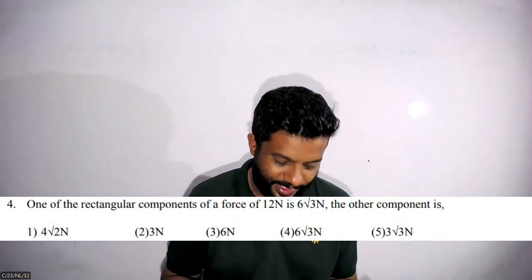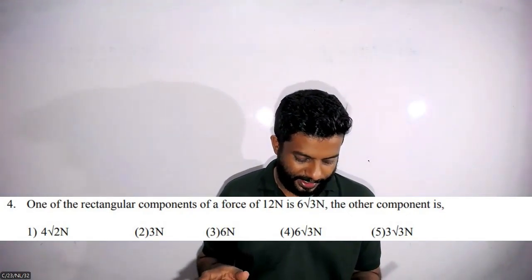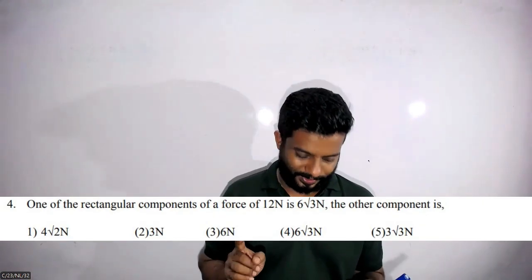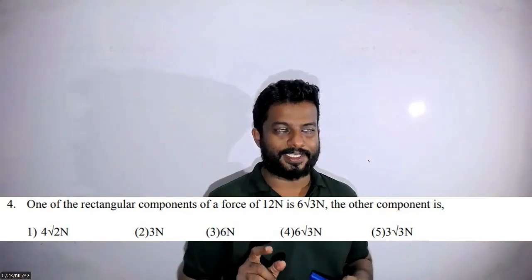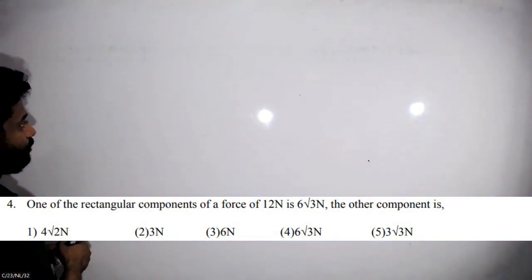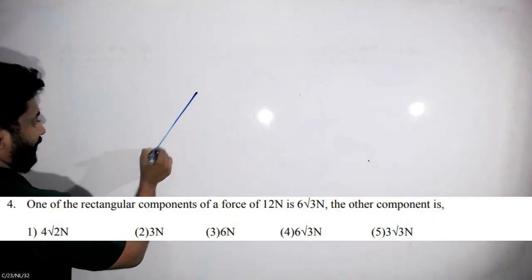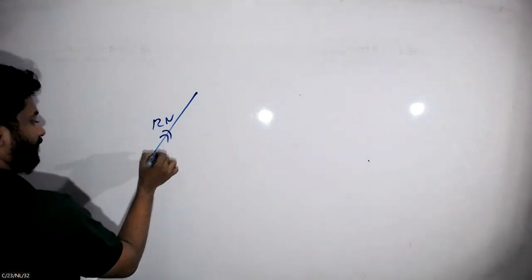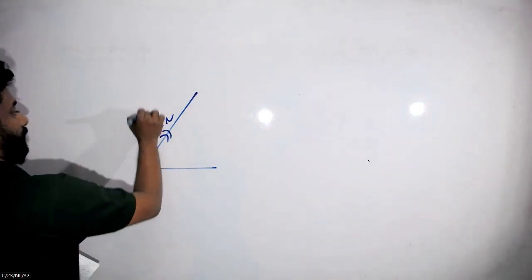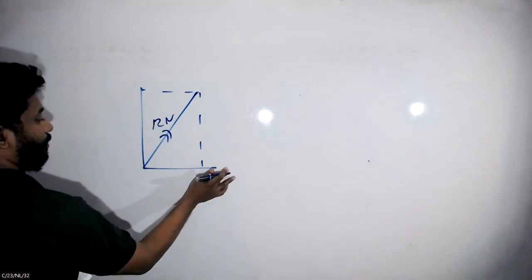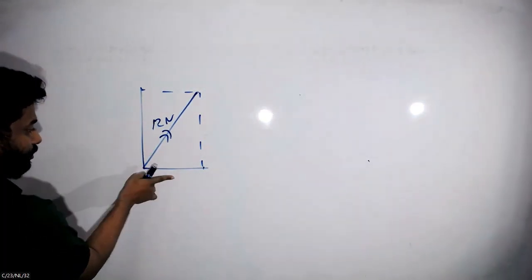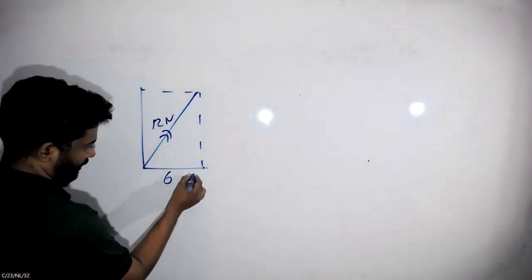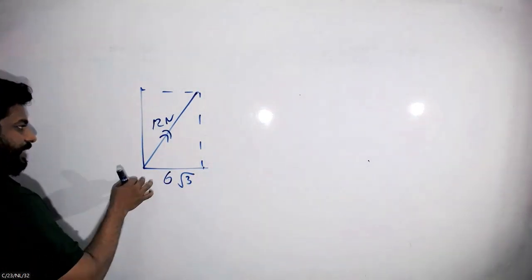Right, Pute? Let's see the question number 4. One of the rectangular components of a force of 12 Newton is 6 root 3. The other component is... Pute, to identify the two perpendicular components of a given vector, you need to represent the given vector as a diagonal of a rectangle. Then you can obtain the two components by these two adjacent sides. Pute, one component is given, right? 6 root 3. Then you need to find the other component.